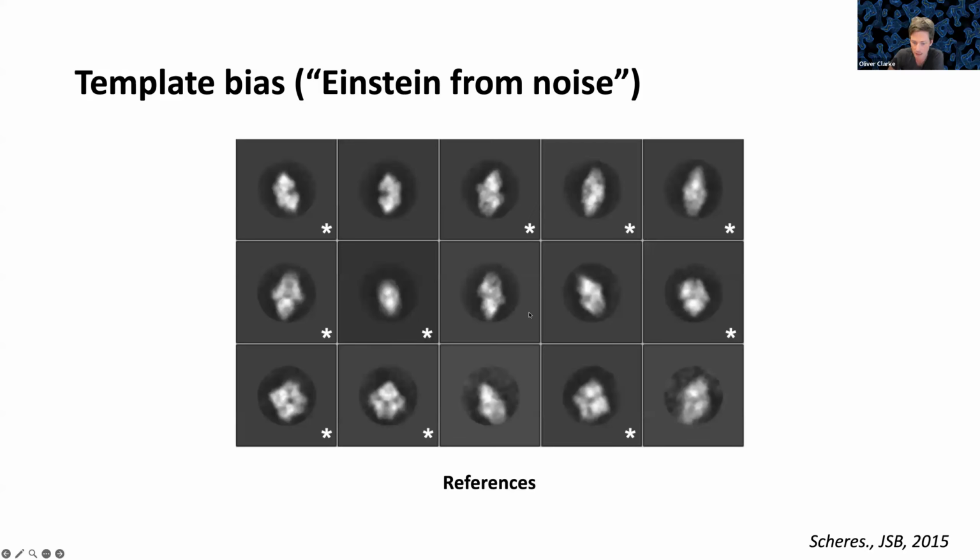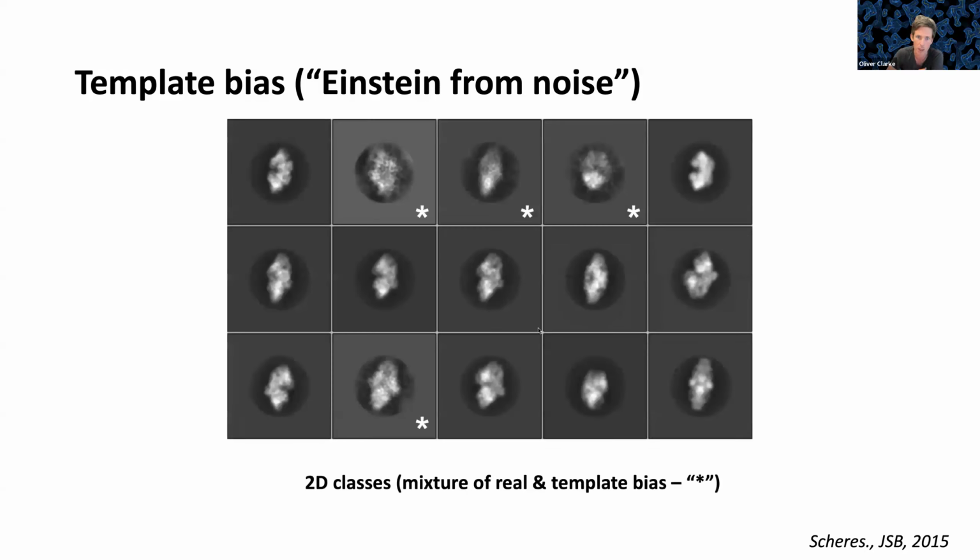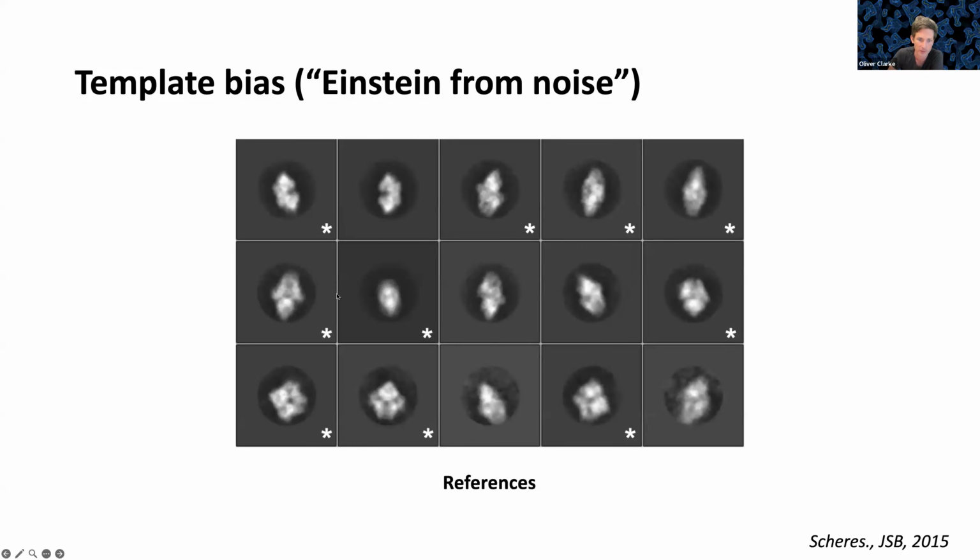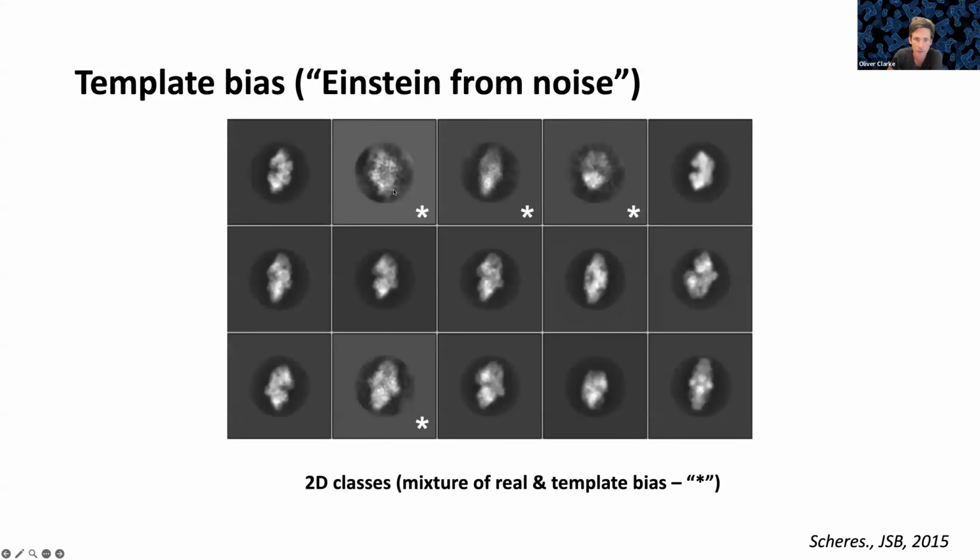And so a similar thing happens in real data and has been well characterized. Usually what you will see, if you've got references like this and then you repick, is that these ones here have clear features that were not in the reference, that are higher resolution than what was in the reference. Whereas these guys over here, these are Einstein from noise references. They've been identified by correlation, but they're not real.